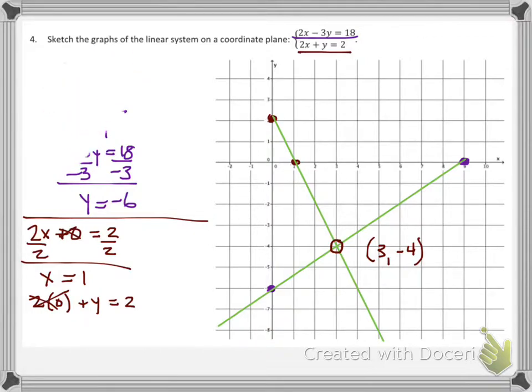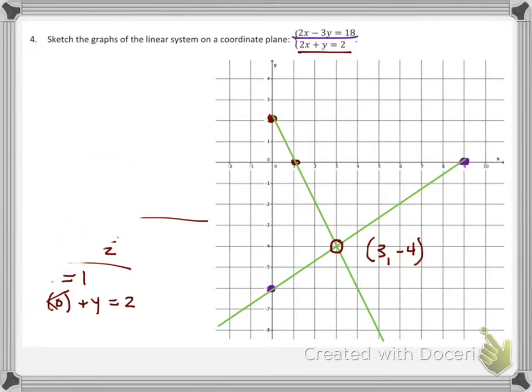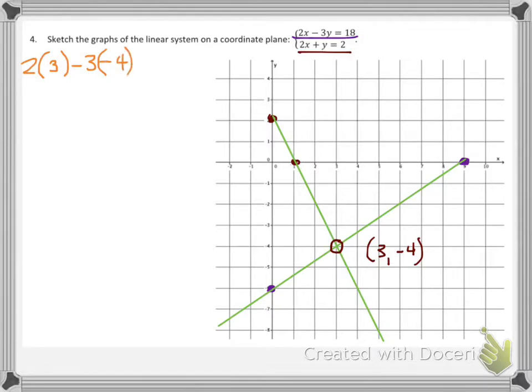Let's check and see if that's true. Give myself some space again. And we'll use the first equation first. 2 times our x value, which is 3, minus 3 times our y value, which is negative 4, is equal to 18. And let's see what we get when we simplify. We get 6 plus 12, and 6 plus 12 is 18. So 18 equals 18. So it is a solution for the first equation.